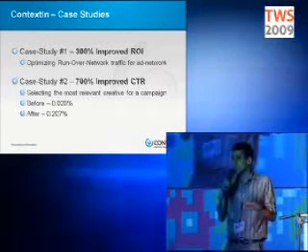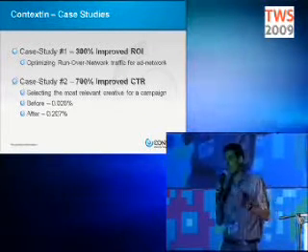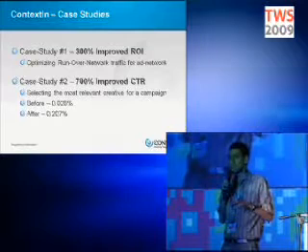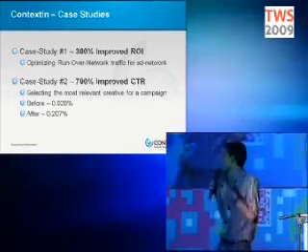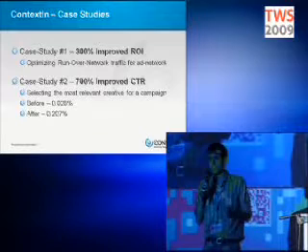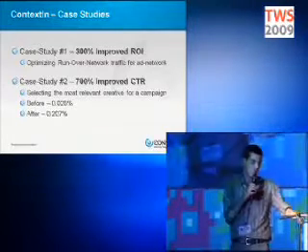In this use case, we're seeing significant improvement running ContextIn with the existing media buying platforms, showing a great improvement both in the ROI and in the conversion and the CTR for those ads.